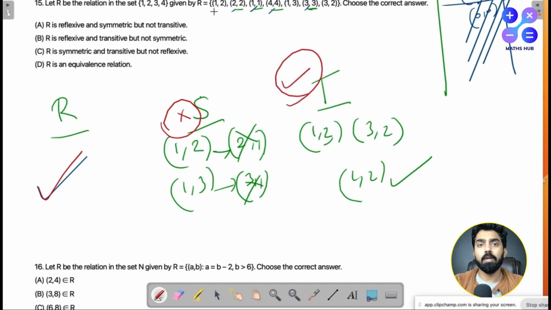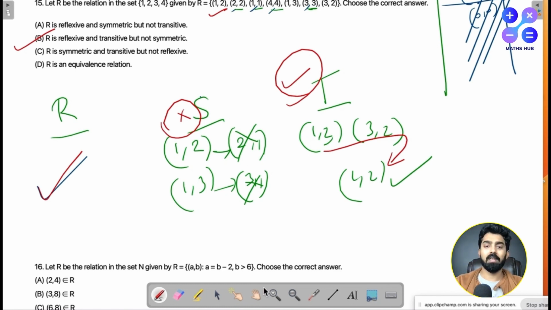So you can only take the elements such that if (1,2) is there, you need to have something like a (2,x) for you to be even able to come up with the transitive property, right? So you can't just take (1,2) and come up with the transitive. You can't make up the second part of it. So you need to finish the transitivity, right? So (1,3) is there, (3,2) is there, so (1,2) is also available. So it is transitive. It is reflexive and transitive but not symmetric. Answer B is the answer.